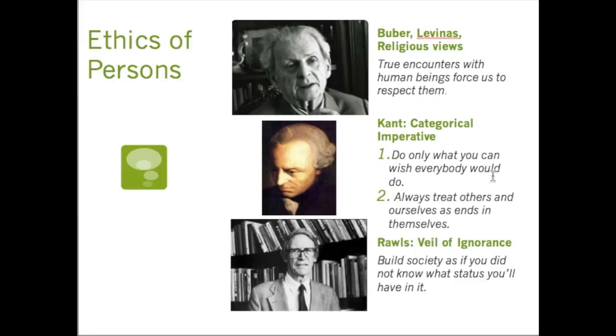The first version is that you ought to act only according to that maxim whereby you can at the same time will that it become a universal law. What this means is that you ought to do only what you can wish that everybody else would do. It has to be universalizable. The second version of the categorical imperative is: always act so as to treat humanity, whether in yourself or in another, as an end and never merely as a means.